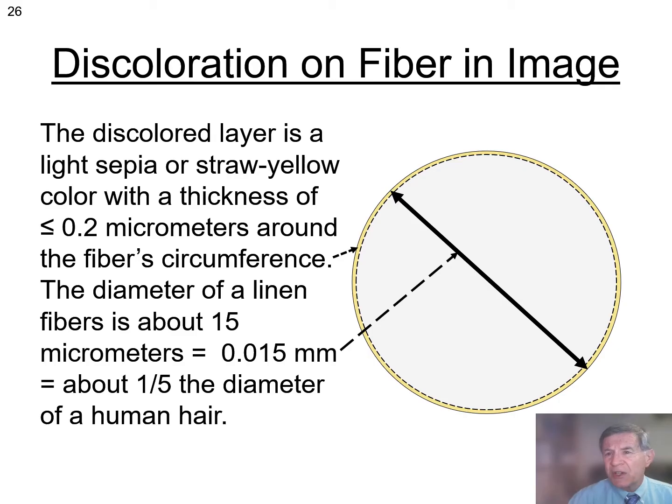This thin discolored region goes entirely around the outer circumference of the fiber over most of the length of the discoloration. All discoloration has the same light sepia or straw yellow color. The inside of the fiber is not discolored. What could cause such thin discoloration on the fibers?